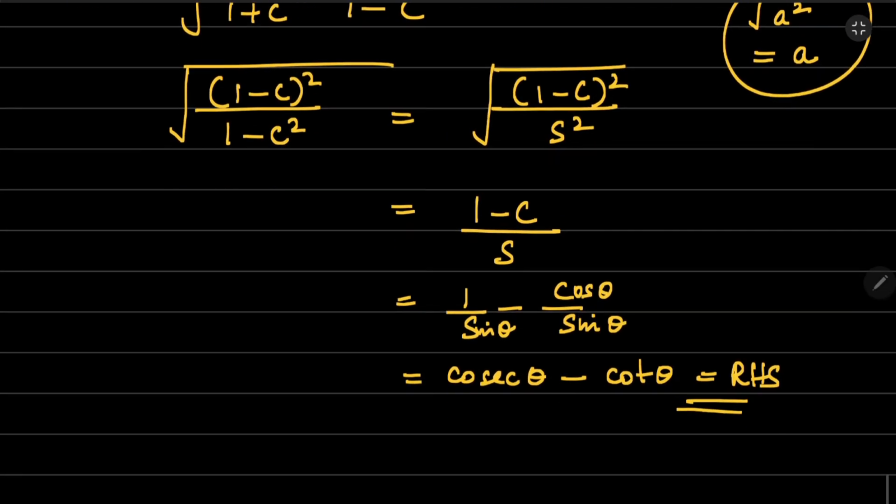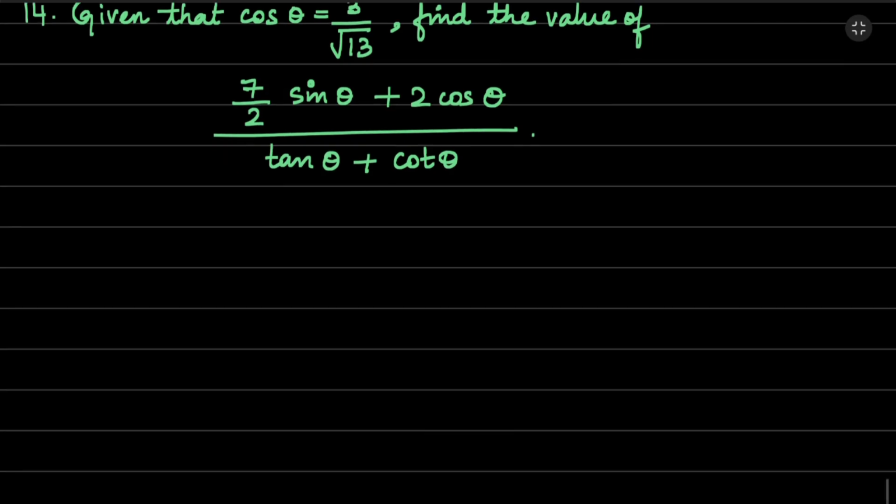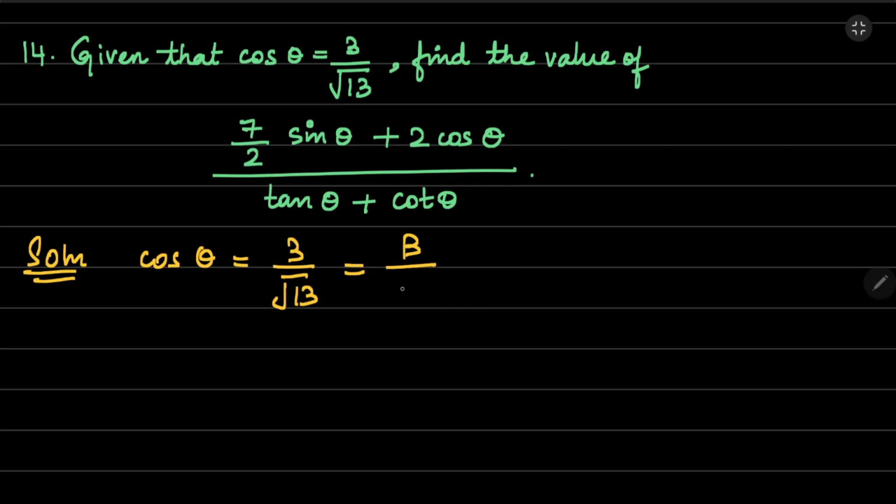The last question for the day. You are given cos theta is equal to 3 by root 13. You have to find the value of 7 by 2 sine, cos, tan and cot. Again, if you know the value of cos theta, this is with respect to the ratio. So, if you know cos theta is equal to 3 by root 13, what is cos theta equal to? It is base by hypotenuse.